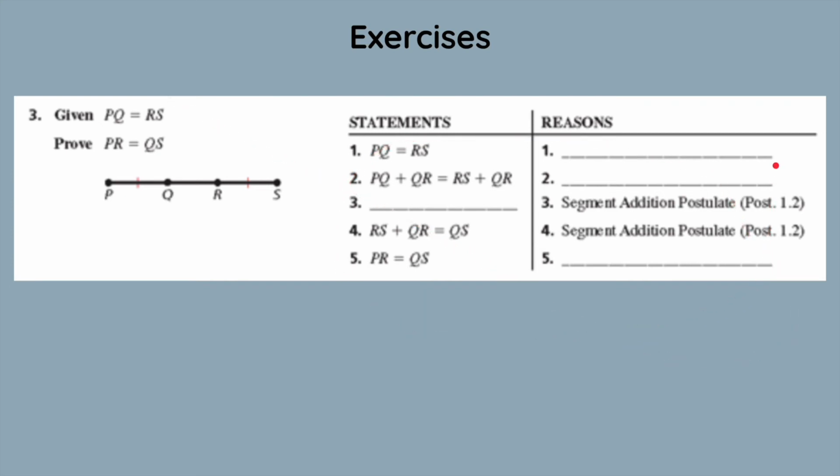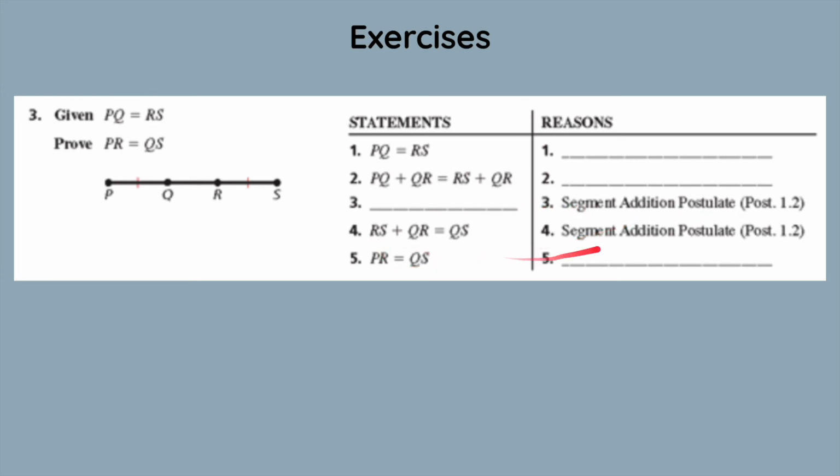So we are given that PQ equals RS, and we need to prove that PR right here equals QS. So what we do first is write given. Given should go right in number 1. Then we can see that PQ plus QR equals RS plus QR, and this will be your addition property of equality. For number 3, we want to use PQ plus QR equals PR, as this is the segment addition postulate.